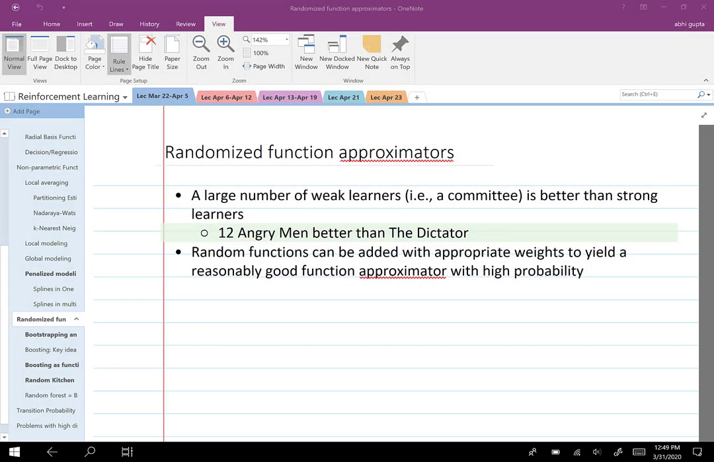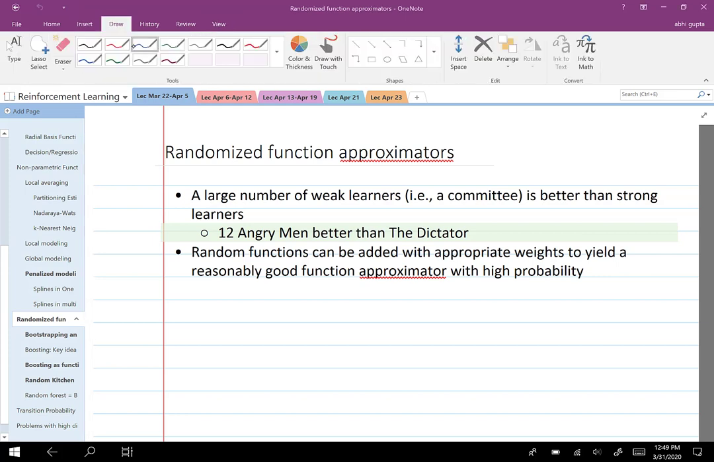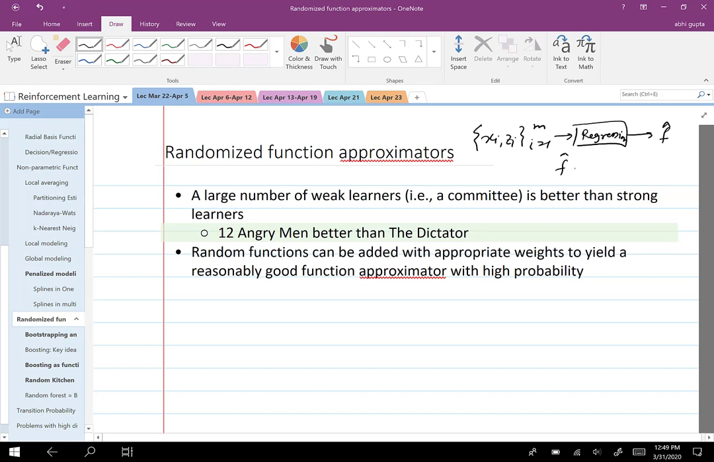So welcome back. Today we are going to talk about randomized function approximators. Just to remind you of what we are trying to do, we have a set of data points (xi, zi), i equals 1 to m. We want to feed this data into a regression algorithm, and we want to get a function f hat, which defines the relationship between xi and zi. In particular, we want f hat to satisfy that f hat(xi) is approximately equal to zi.